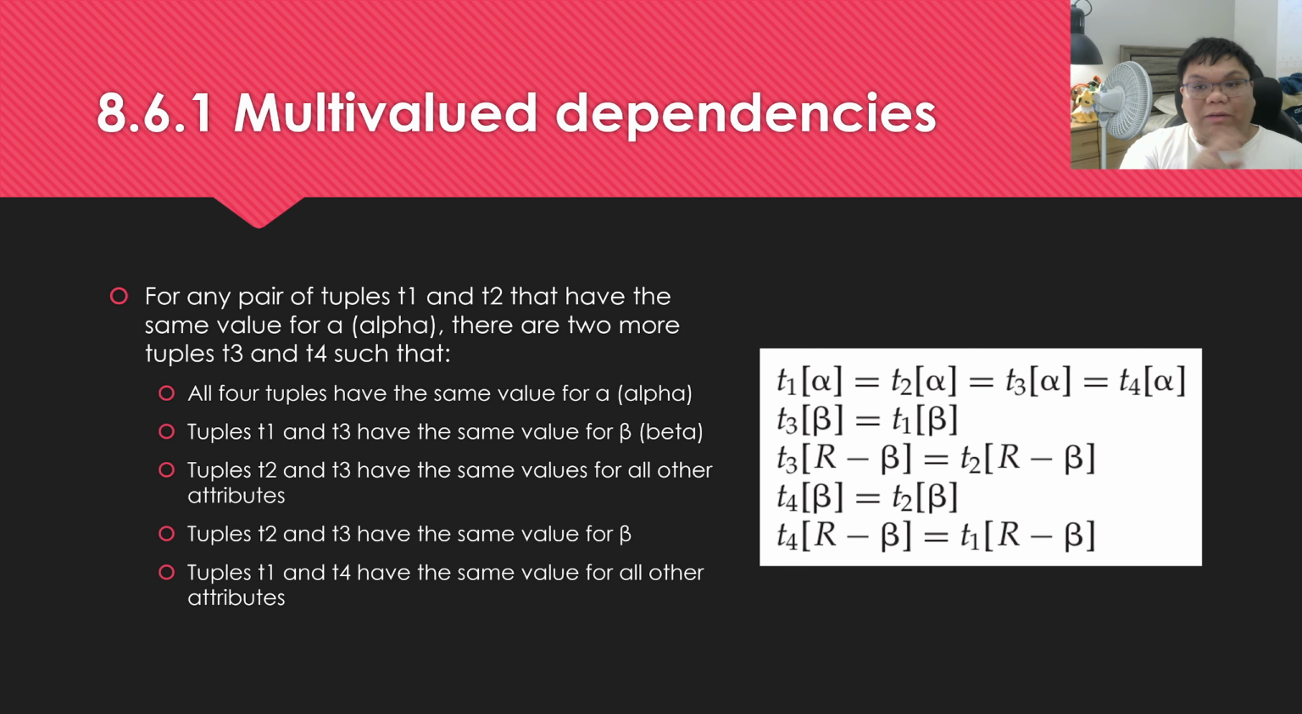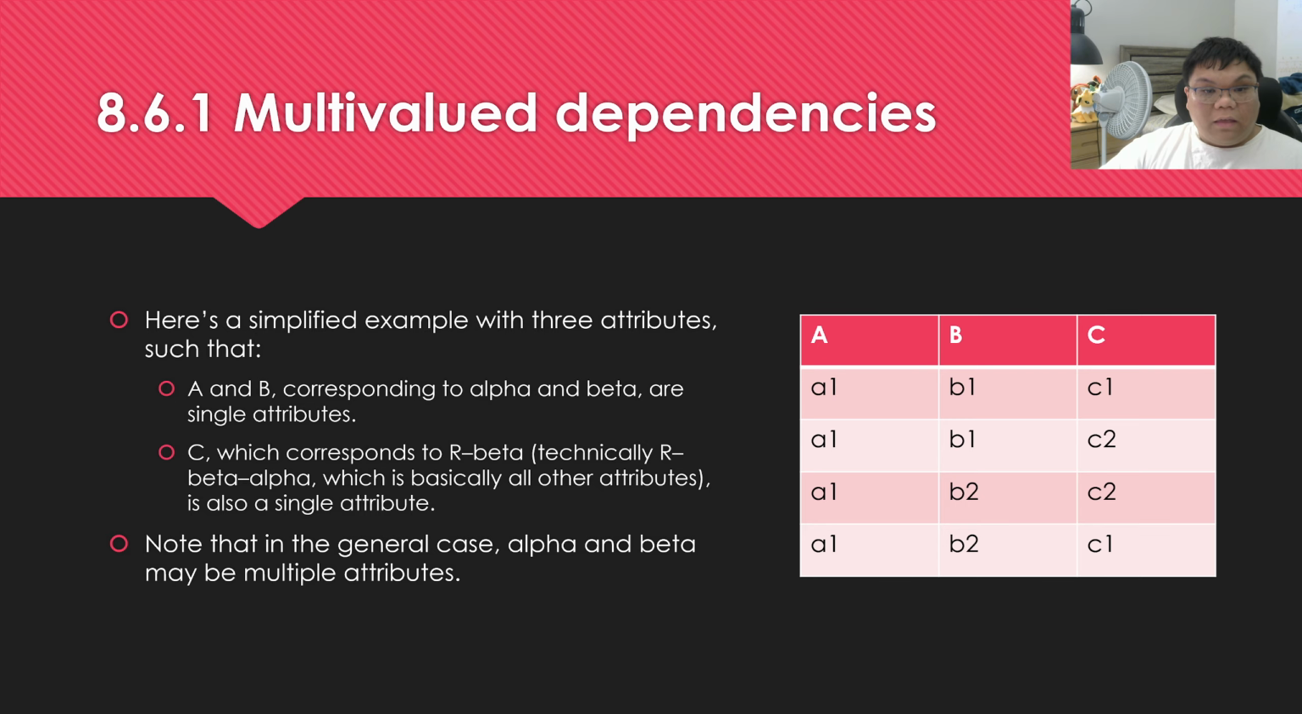You might still be lost in this one, and here is a visual of what's going on. So here's a simplified example with three attributes such that A and B correspond to alpha and beta, and A and B are single attributes. C, which technically corresponds to R minus beta minus alpha, are all other attributes. However, do note that in the general case, alpha and beta may be multiple attributes, and all other attributes may also be multiple attributes in and of itself.